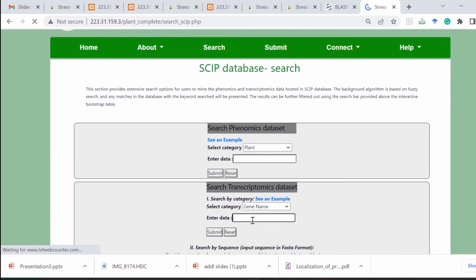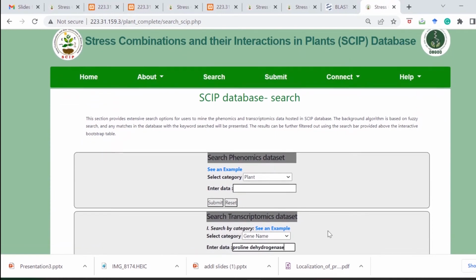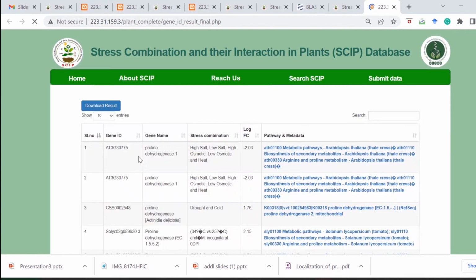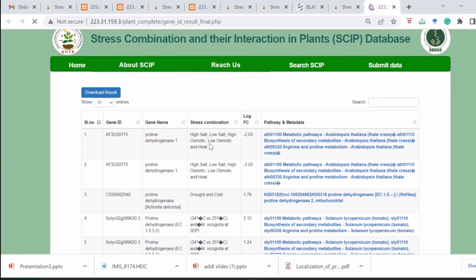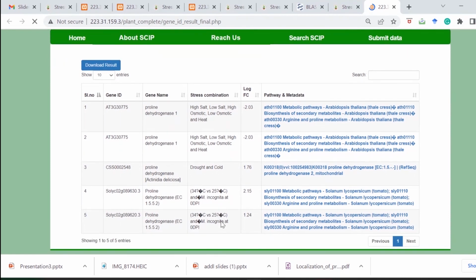The genes can be searched here in the search tab by writing the name of the genes or the gene IDs. So we could see here that proline dehydrogenase is involved in plant defense against a variety of stress combinations, both the abiotic stress combinations and the biotic stress combinations.